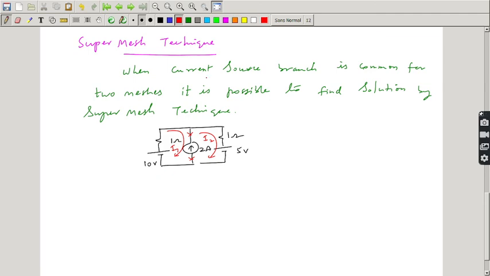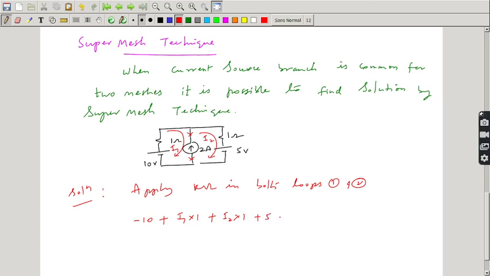So apply a combined KVL equation. Solution: apply KVL in both loops at a time, 1 and 2. So minus 10 plus I1 into 1 plus I2 into 1 plus 5 equals 0. So I1 plus I2 equals minus 10 plus 5, that is minus 5. Take it as 5 outside; this is equation 1.